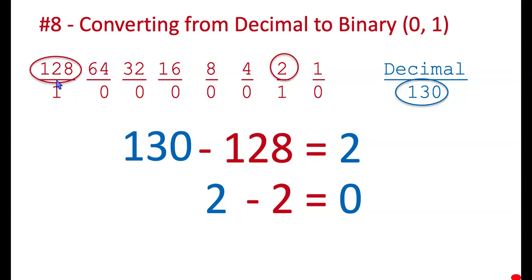Okay, we can double check. 128 plus 2 equals 130. Don't forget the 0 here.